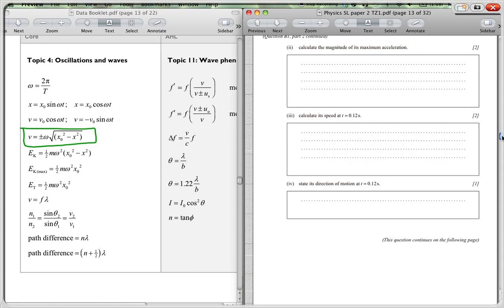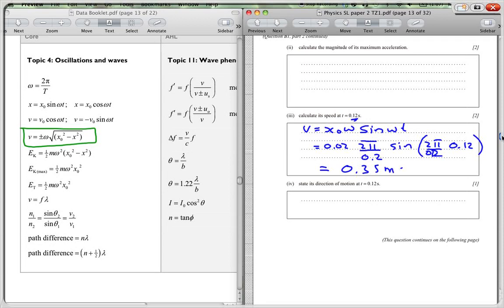If I go back to here, I can say that my velocity is equal to, now I've got minus v, I can write that as x0 omega sine of omega t. Again, I haven't worried about the negative sign because that shows direction, so I can just plug this into the formula. Your x0 is 0.02 times the omega, which is 2 pi divided by 0.2, sine of 2 pi over T, which is 0.2, times the time that we're dealing with, 0.12. And when you do that, you should again come out to about 0.35 meters per second to the negative 1. So check that out, try that formula.